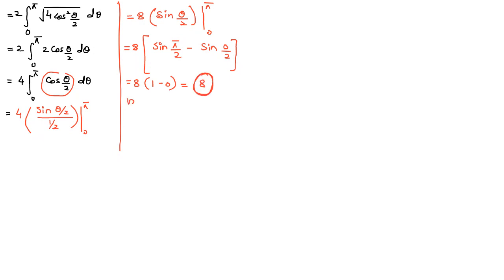So 8 is the arc length of the polar curve r equal to 1 plus cosine of theta. Okay, got it? So this is how you can find the arc length of any polar curve.